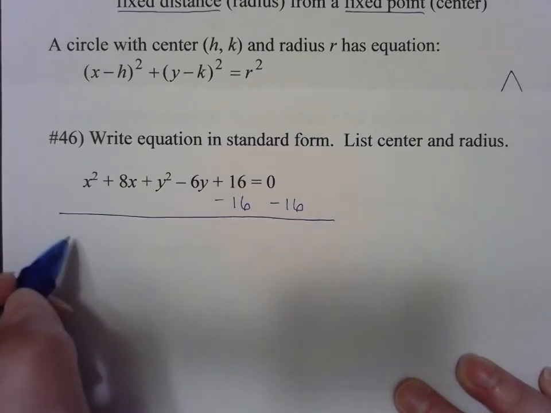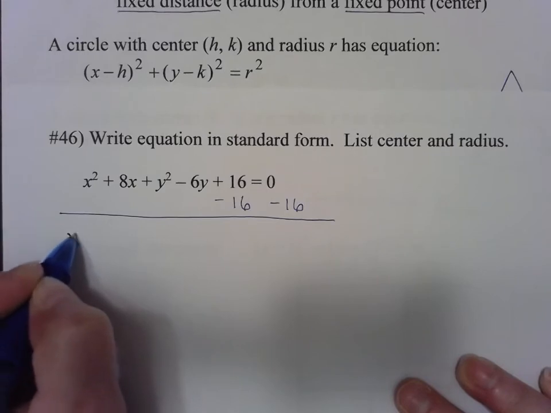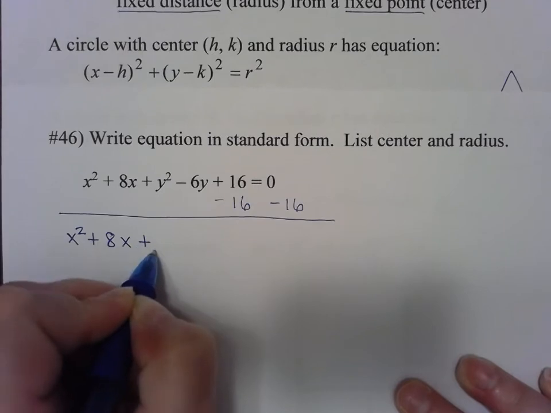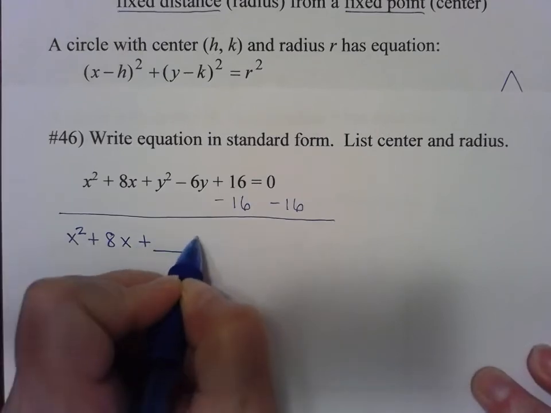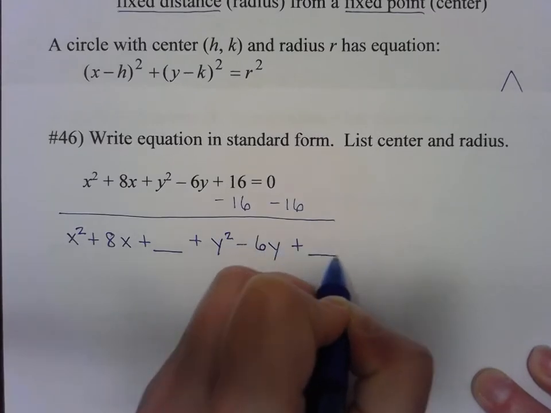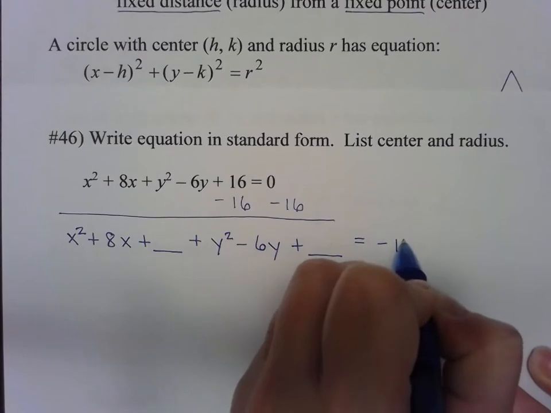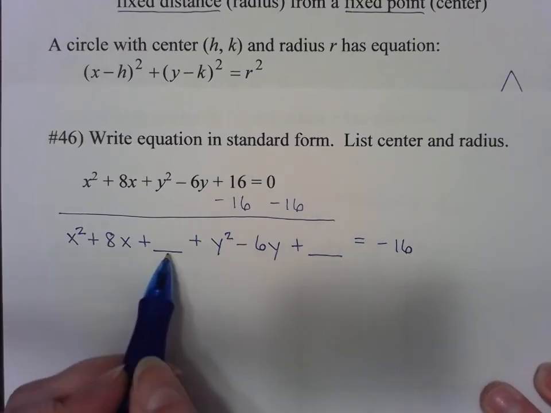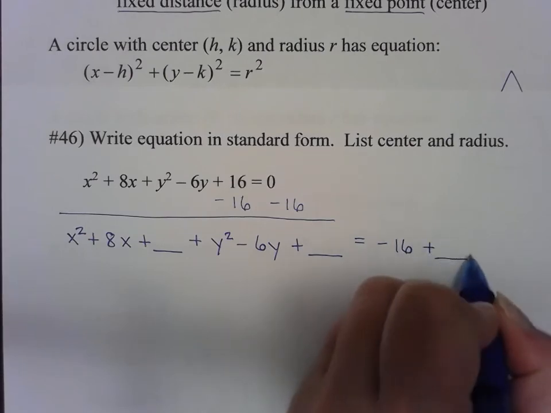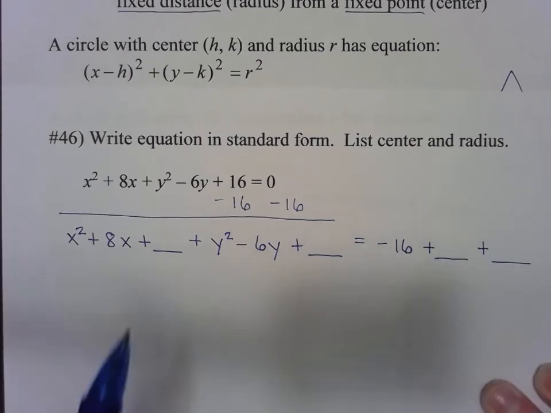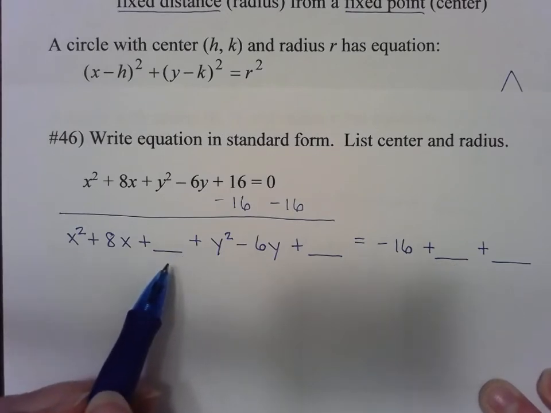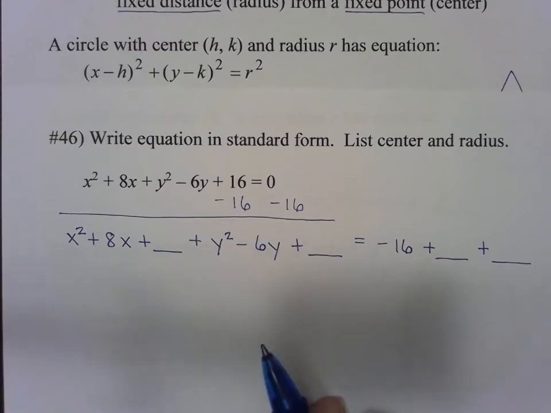And then as I write the next line, I'm going to leave a space. So I'm going to have x squared plus 8x plus blank. And I'm going to have y squared minus 6y plus blank. And I have my negative 16 over here on the right. Anything I add on the left, I also have to add on the right. I like to draw in these little blanks because otherwise it's very easy to forget to add it to the right-hand side because we're paying so much attention to the left-hand side.